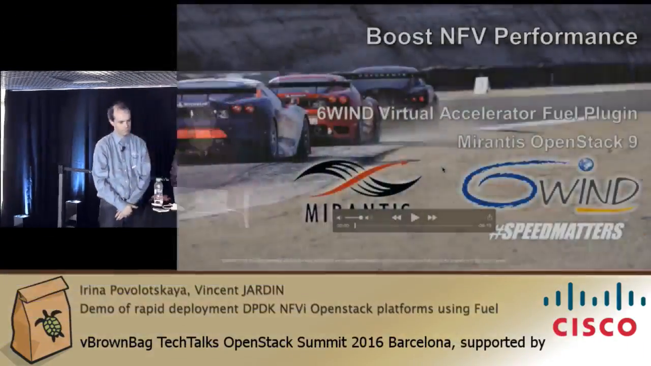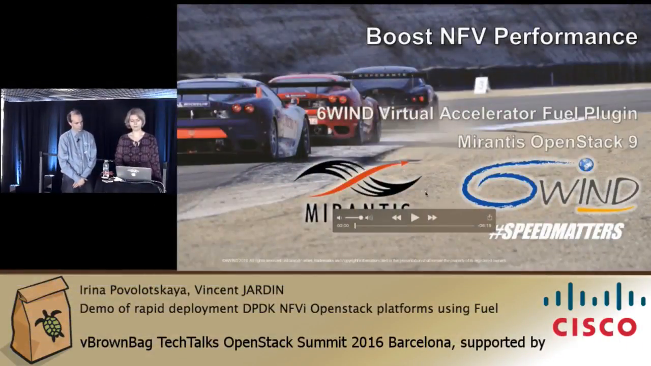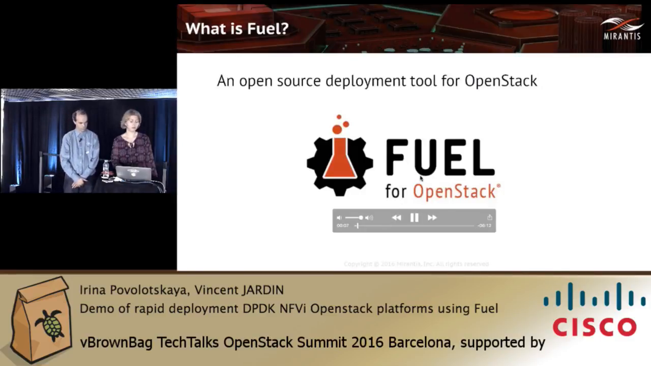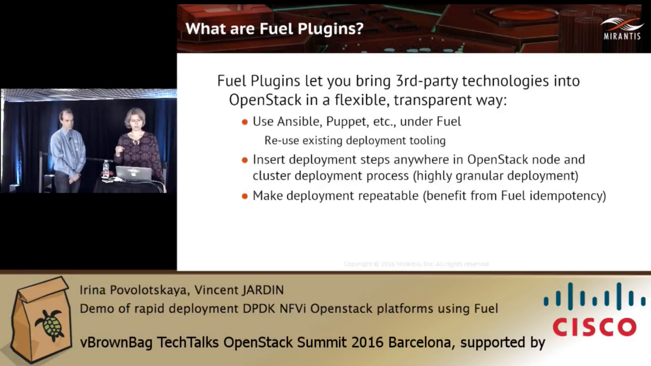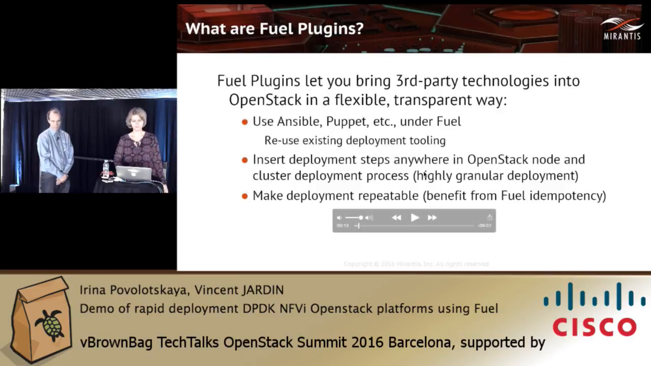Okay. So before we start speaking about Sixwin specifically, let me just remind you about Fuel. Basically, Fuel is an open source deployment tool, as you know. And there is a way to plug some proprietary technologies into Fuel. This can be done using Ansible, Puppet. You can just build your product into any stage you'd like to have it. So it's a very flexible thing to work with.